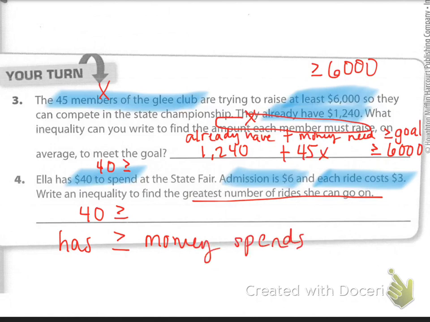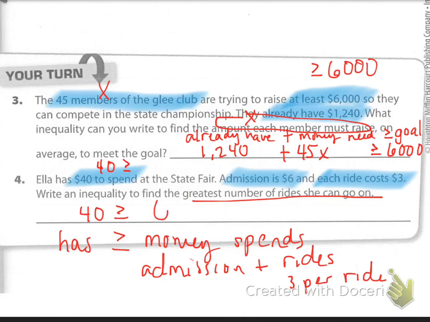Well, what does she have to spend it on? She has to spend it on her admission plus the rides. And it costs $3 per ride. So now we just take that information that we've written down and we apply the numbers to it. Well, admission is $6 plus it's $3 per ride. So that's how we write inequalities.